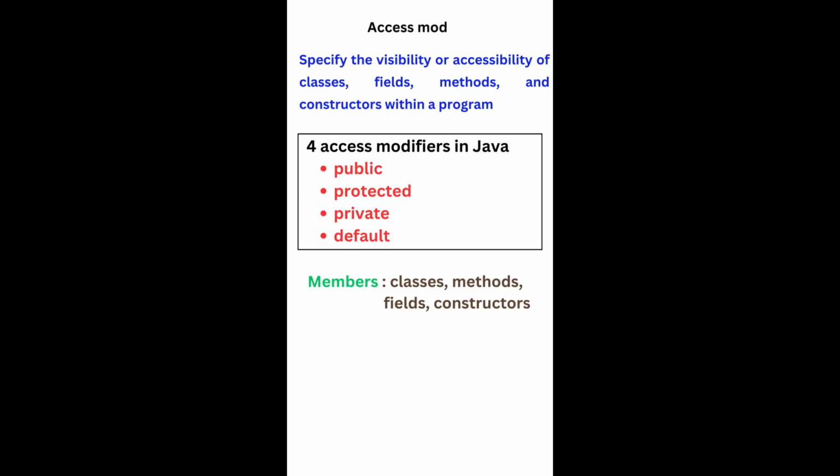Access modifiers. Access modifiers are keywords that specify the visibility or accessibility of classes, fields, methods, and constructors within a program. There are 4 access modifiers in Java: public, protected, private, and default. Here, classes, methods, fields, and constructors are known as members of a Java program.